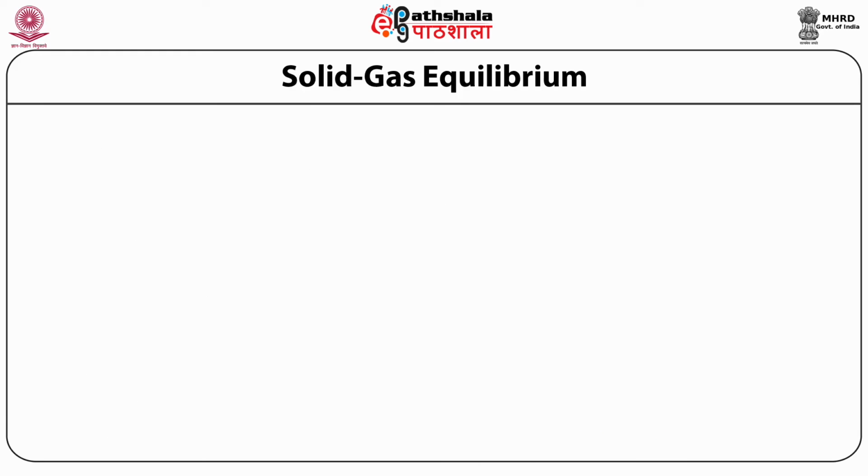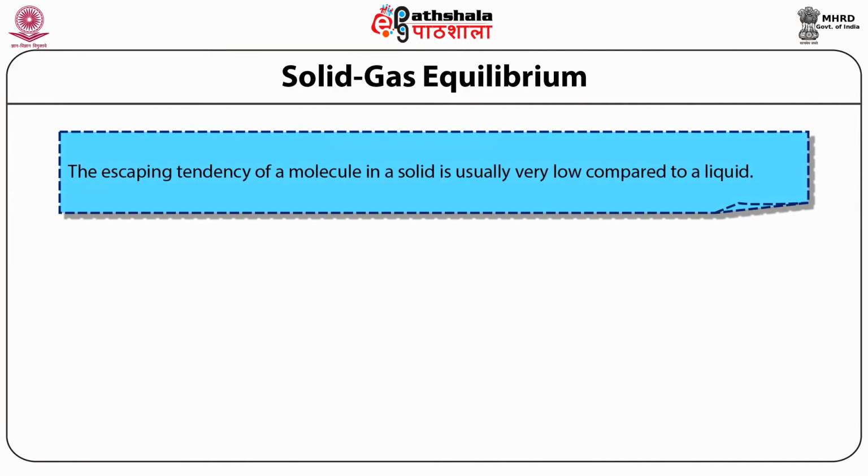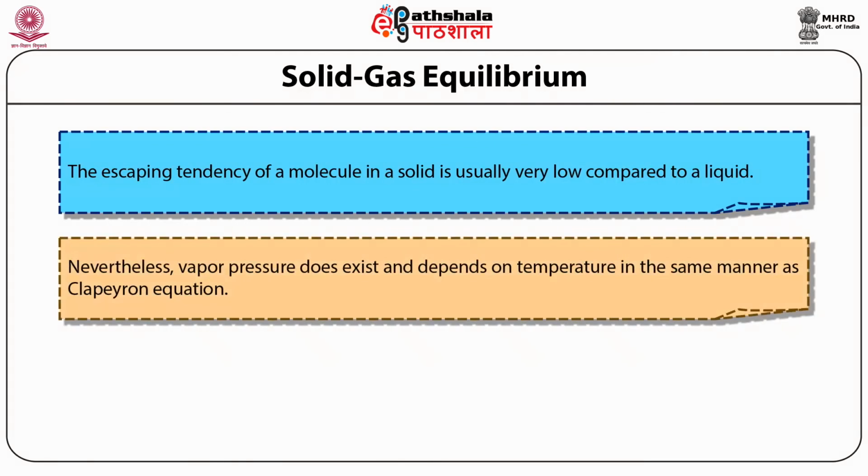Solid-gas equilibrium. The escaping tendency of a molecule in a solid is usually very low compared to a liquid. Nevertheless, a vapor pressure does exist, and it depends on temperature in the same manner as the Clapeyron equation.